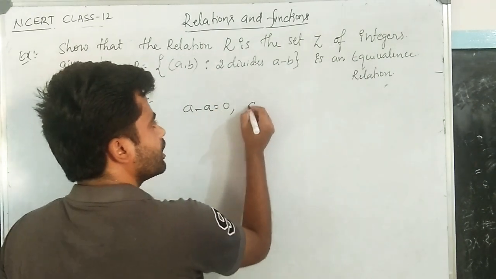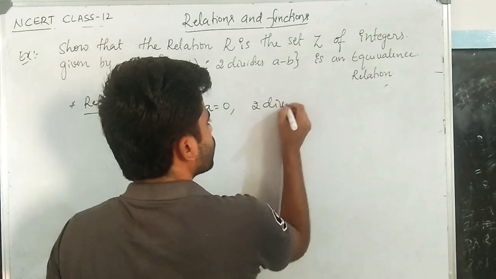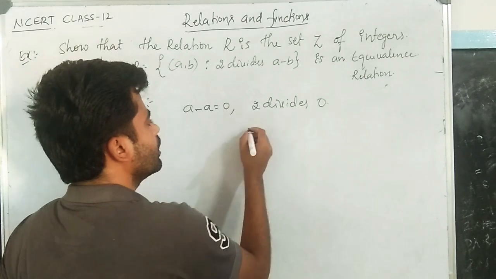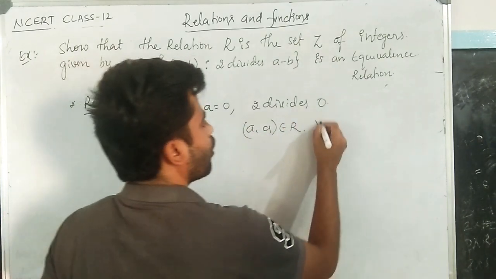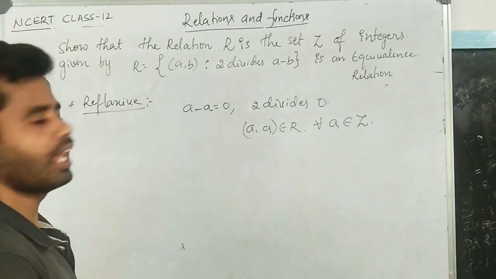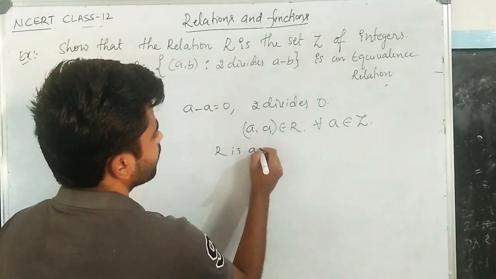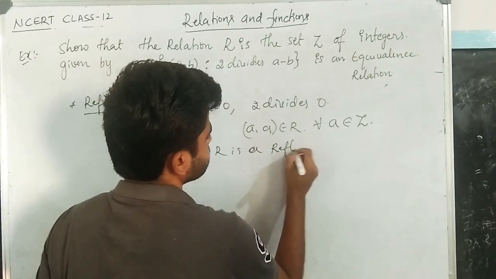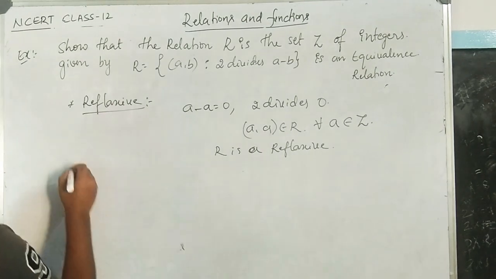Hence for all elements, A minus A is equal to 0. That is, 2 divides 0, which means (A, A) belongs to R for every A in the integers. Hence the given relation R is a reflexive relation. R is reflexive. Next we come to symmetric.